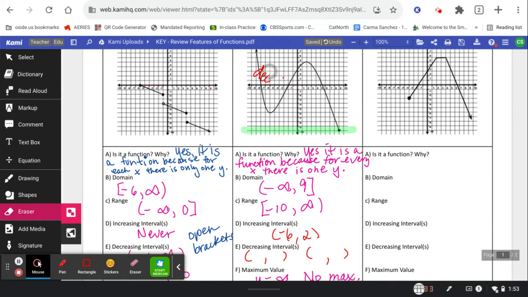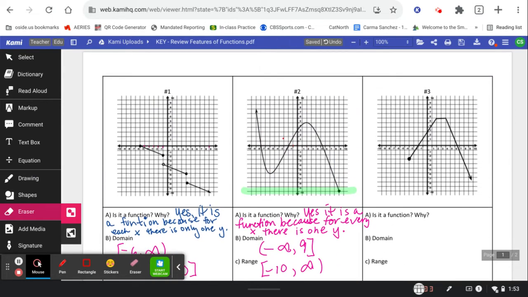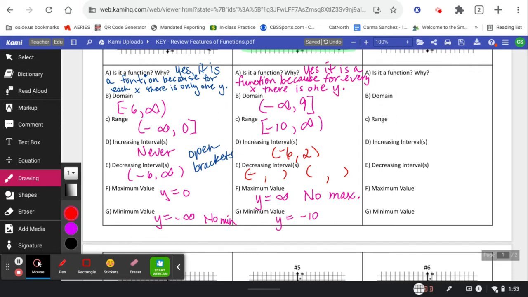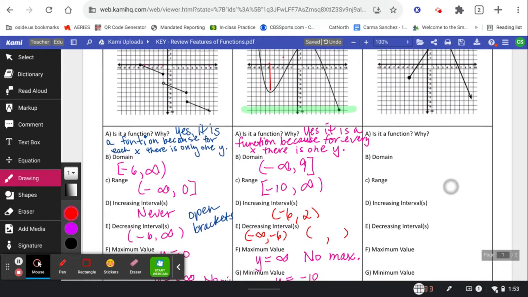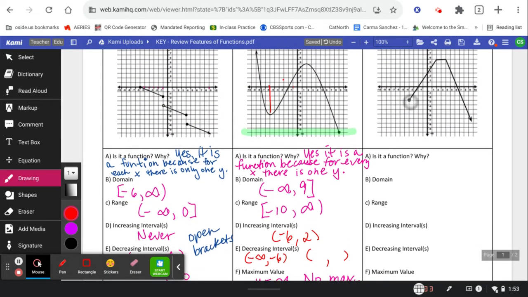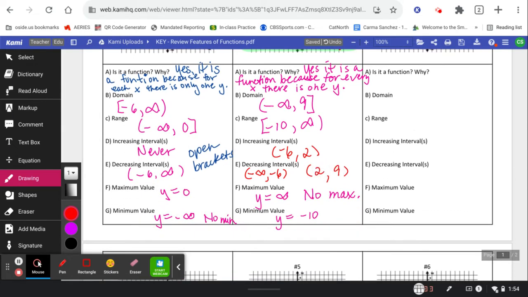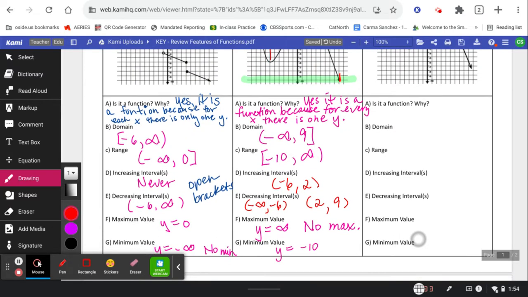And then the decreasing intervals are going to be from negative infinity up until -6. And then from 2 to 9 is my other decreasing section. How'd you do on that guy?